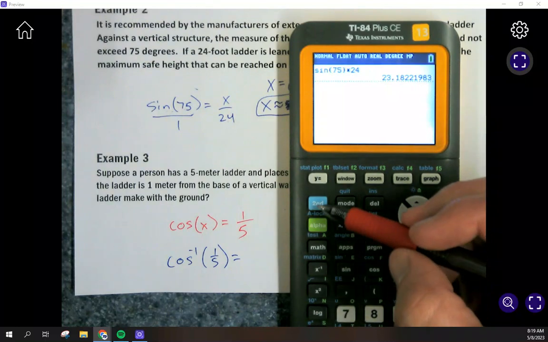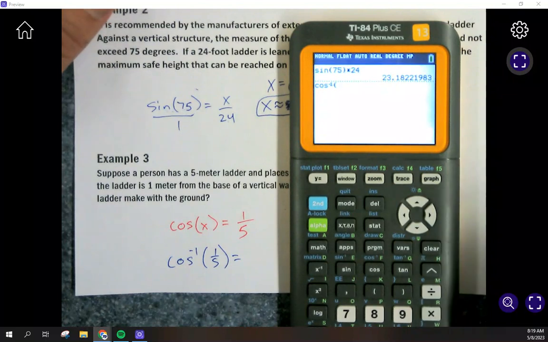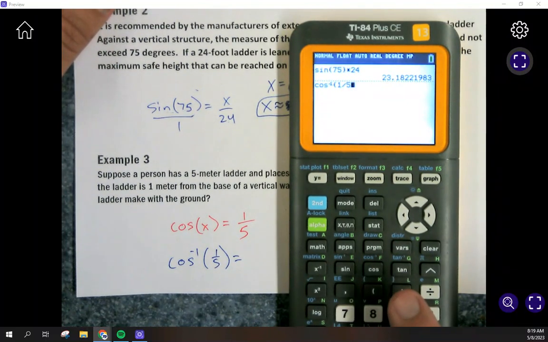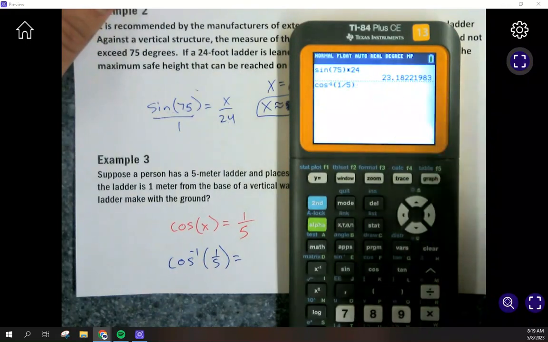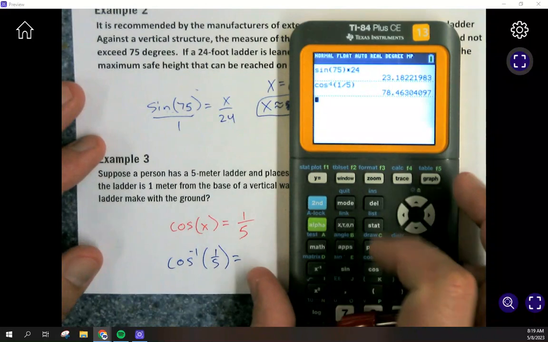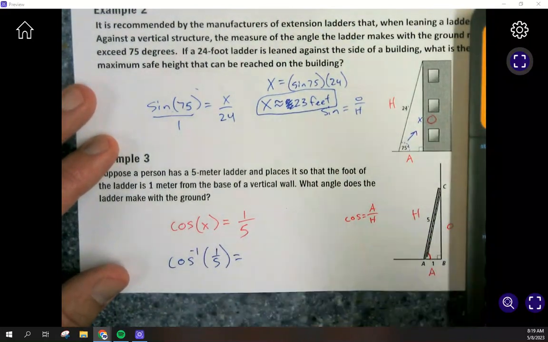I would have to hit second and then cosine, and it brings up cosine to the -1. So the inverse function of cosine, and then 1 divided by 5. You don't have to type it in as a fraction. You can just write 1 divided by 5. And then boom, we've got our answer there, about 78.46 degrees.